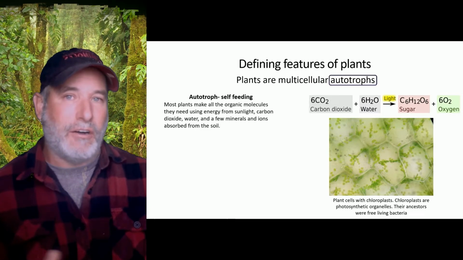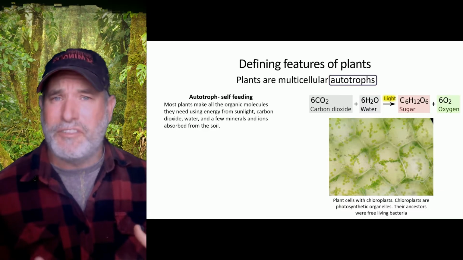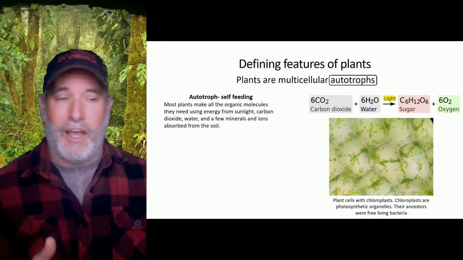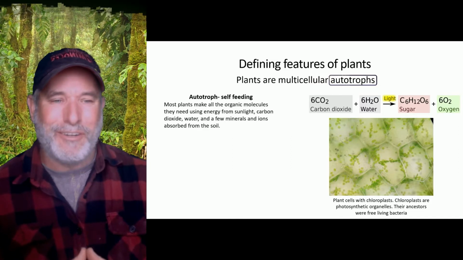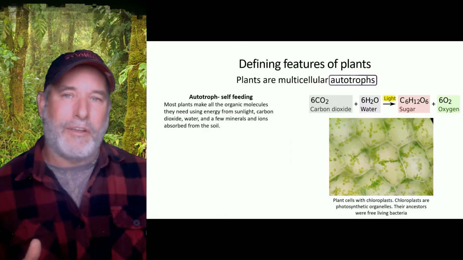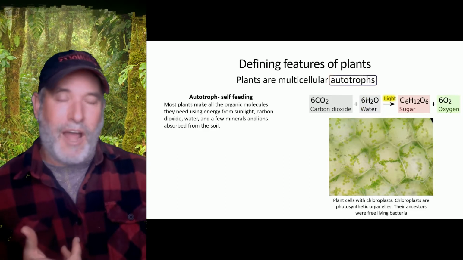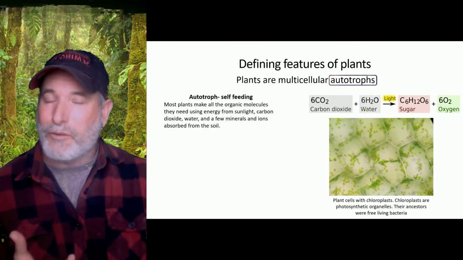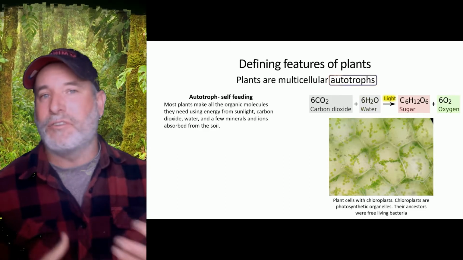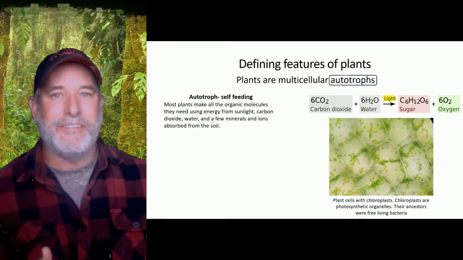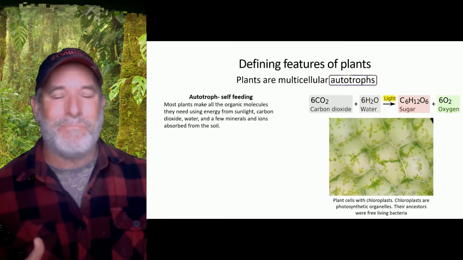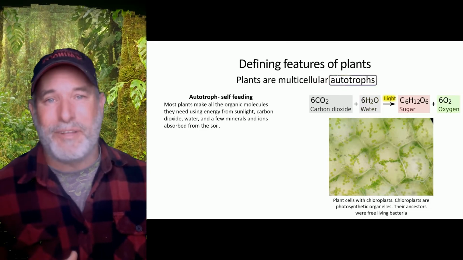Not every cell in a plant is doing photosynthesis, self-feeding. It's where you've got your chloroplast. Interestingly, I know I keep using that word, they can make all the organic molecules from carbon dioxide in the atmosphere, water from the ground, and a few minerals that they can pull up from the ground as well, like calcium and magnesium and some nitrogen. These are the nutrients that plants need.